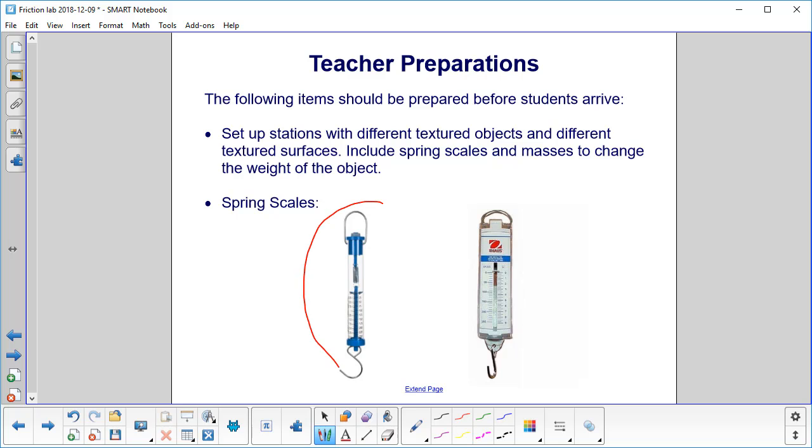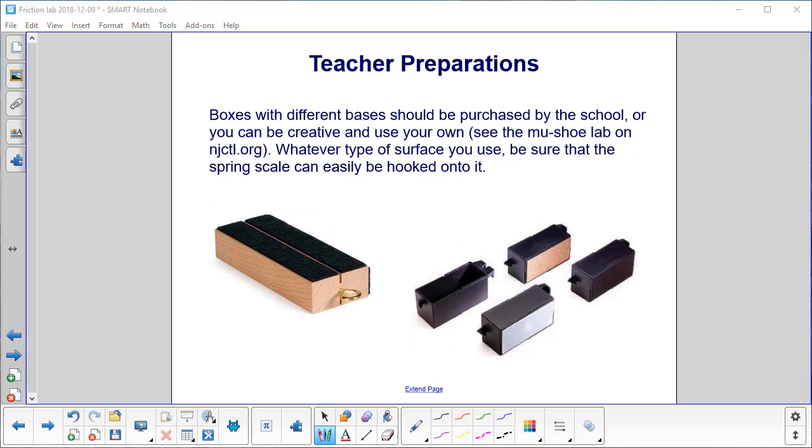And here's an example of what a spring scale looks like. They're either calibrated in grams, in which case you have to multiply by 9.8 meters per second squared to get the force in newtons, or they might be calibrated right away in newtons. Boxes with different bases should be purchased by the school, or you can be creative and use your own. See the Mushu lab on NJCTL.org. Whatever type of surface you use, be sure that the spring scale can be easily hooked onto it. So you have a little loop there, and this one you would hook it over to there.